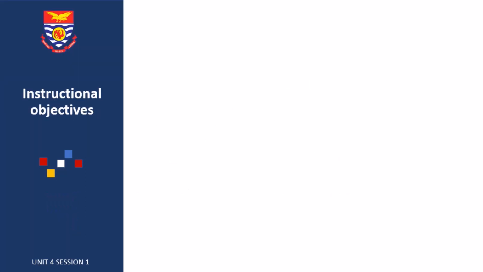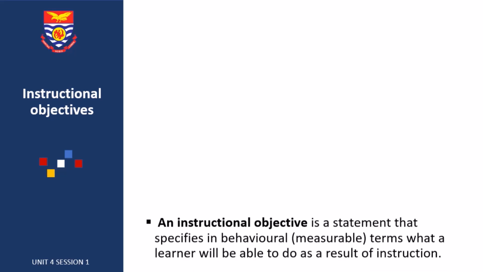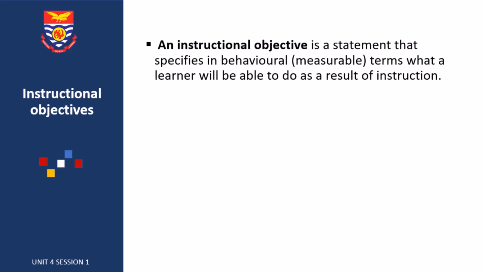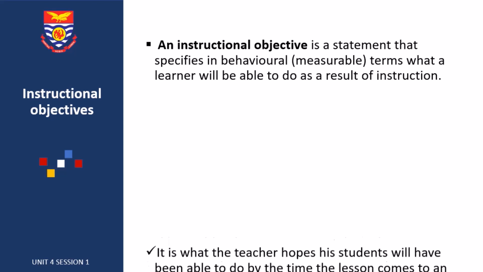Instructional objectives. Usually for every action that you take in your life, there's a purpose, there's a reason for doing that. So you go to the classroom to present something to the students, and you have a purpose of doing that. You want your students to be able to do something. That is why you are presenting something to them. Now, an instructional objective is a statement that specifies in behavioral, measurable terms what a learner will be able to do as a result of the experience that you have presented to your students.